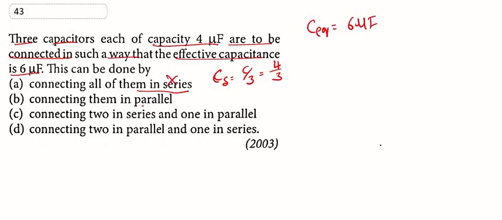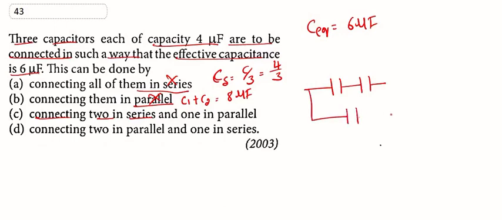For parallel connection, C1 plus C2 would be 8 microfarad, so it is not all parallel. So connecting two in series: the first two are connected in series, and the other one in parallel. Let's see the answer. This is 4, 4, 4. For series connection, the equivalent is C by 2.